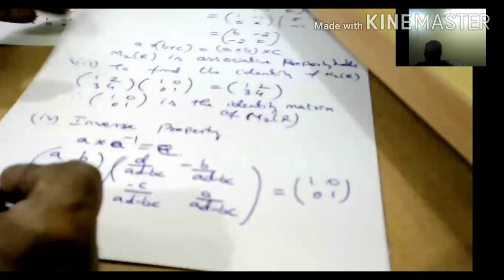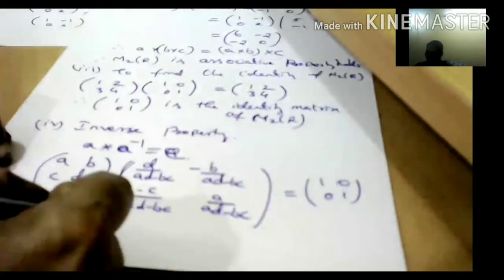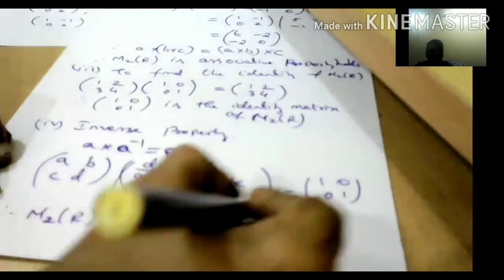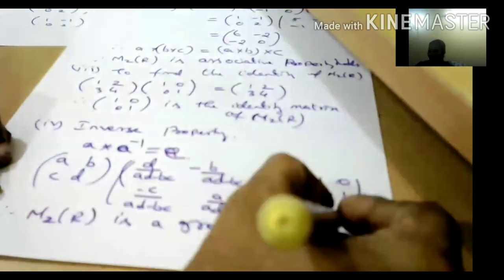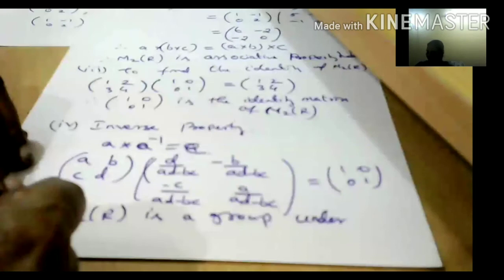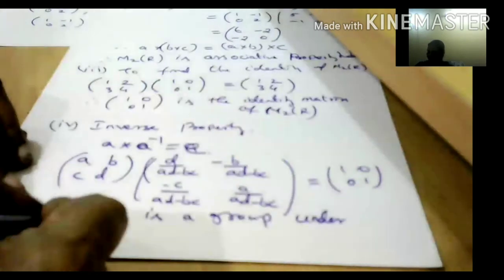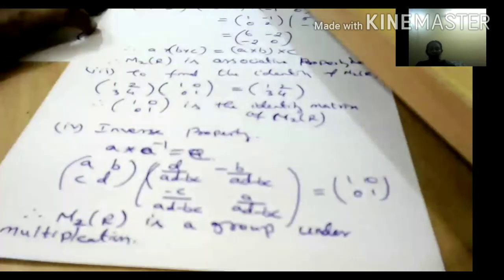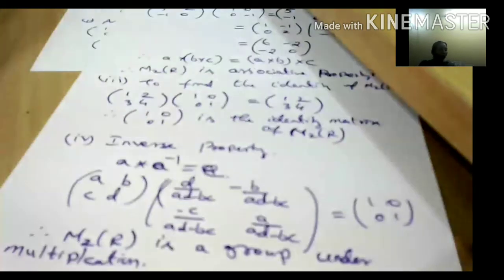Then we can conclude now. Therefore, M2 of R is a group under the binary operation of multiplication. This way we prove the given set is a group under the binary operation. So let us do the next question, based on matrices.